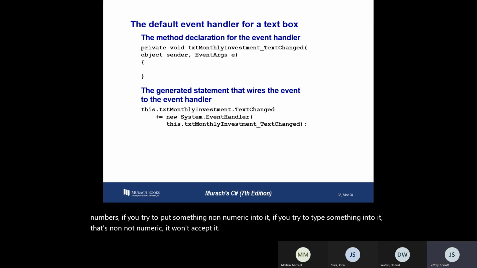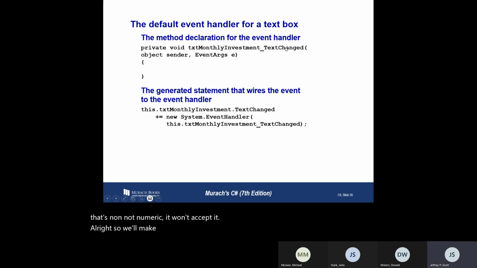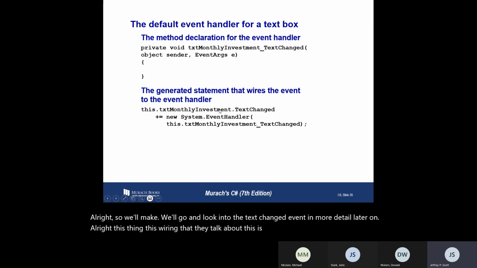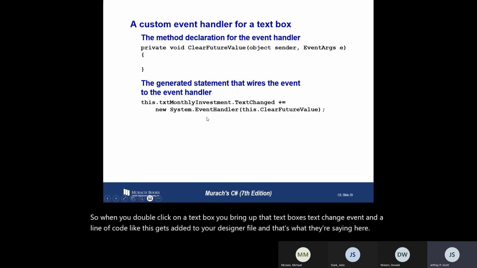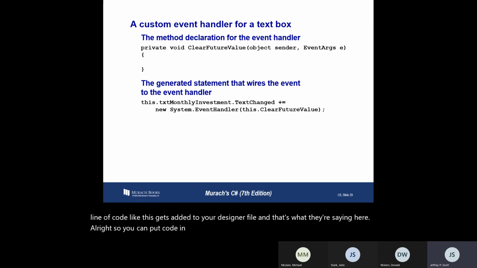All right, so we'll look into the text changed event in more detail later on. This wiring that they talk about is what happens behind the scenes. When you double click on a text box, you bring up that text box's text change event, and a line of code like this gets added to your designer file. And that's what they're saying here. You can put code in there if you want to or need to do so. And that's what they're saying here.